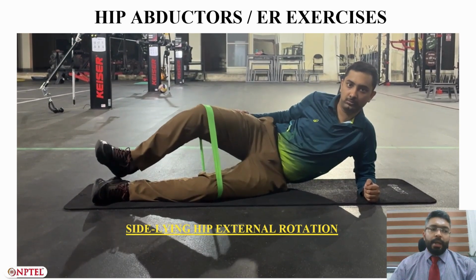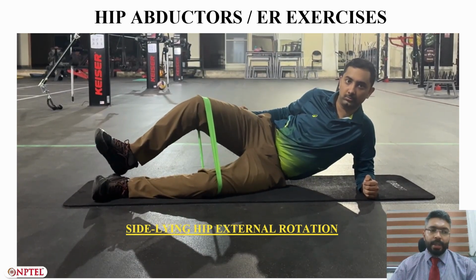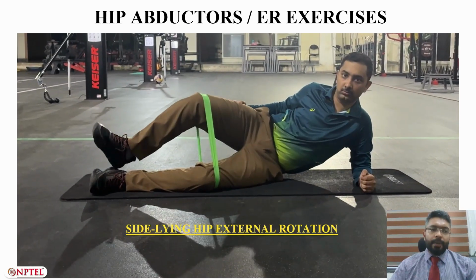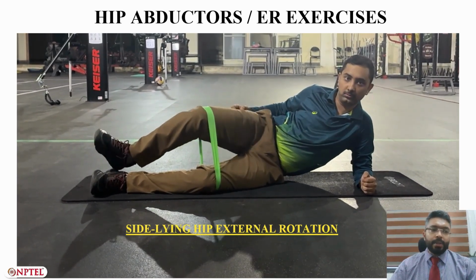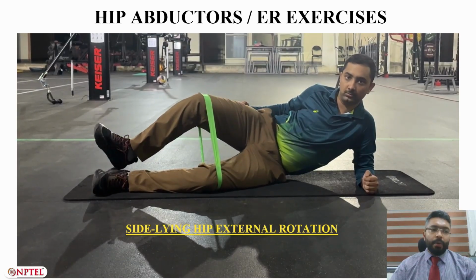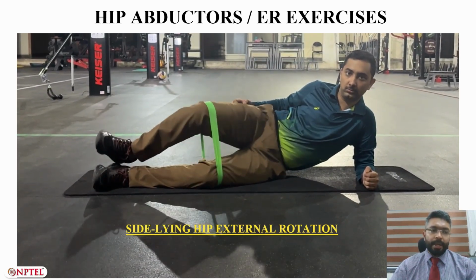Side-lying hip external rotation. The person has to lie down on the side with hip and knees flexed. Lift the knees upwards and outwards while keeping the foot stable. Progressive overload can be provided by adding graded color-coded resistance bands.